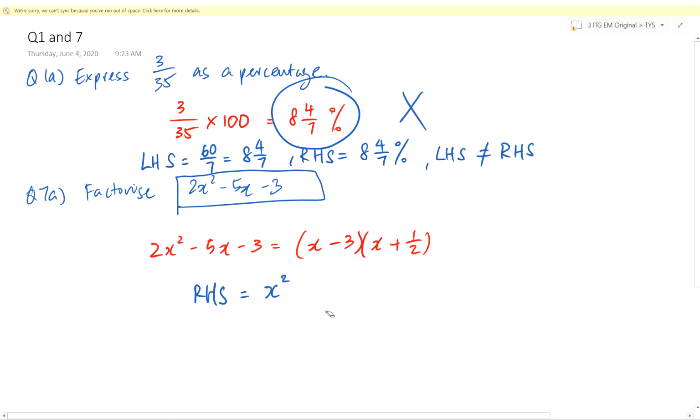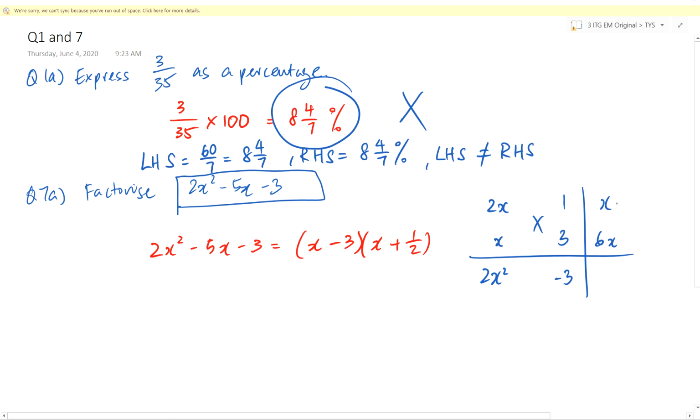So in order to make this correct, you are supposed to use your frame over here. 2x squared, -3. So let's put a 3 and a 1 over here. 6x and x. In order to get -5x, put a negative sign, we will now have this equal to 2x plus 1, x minus 3.